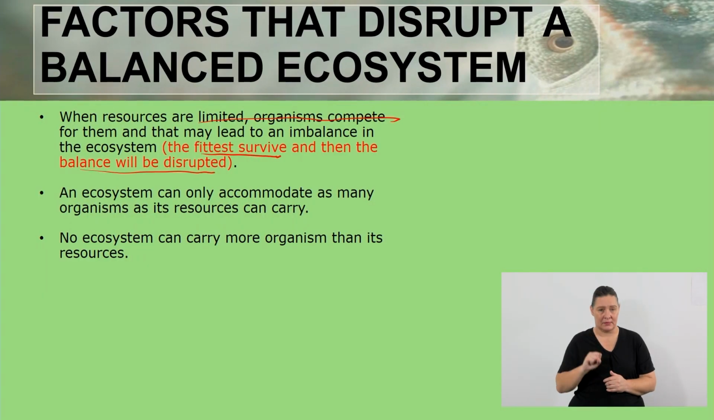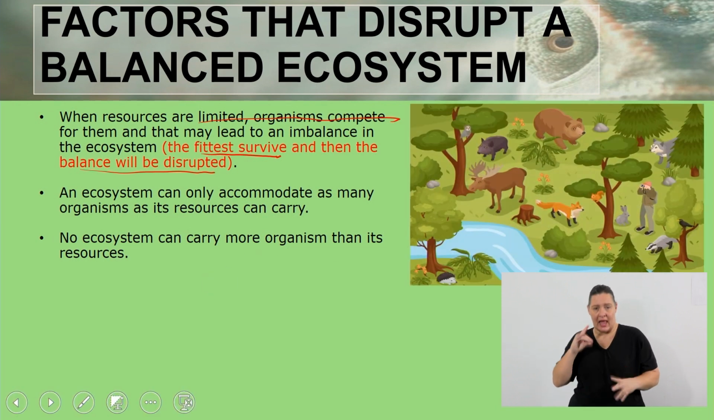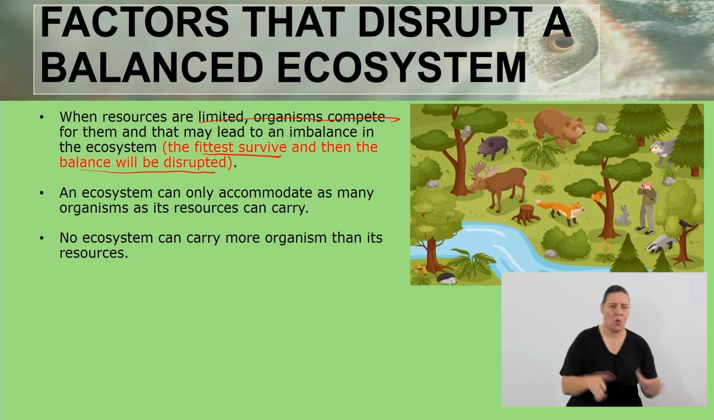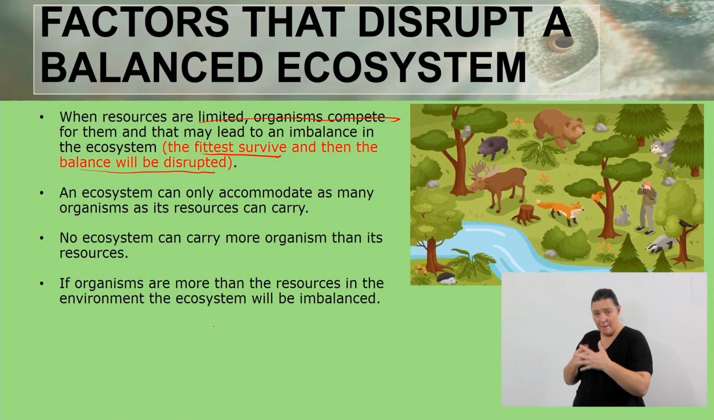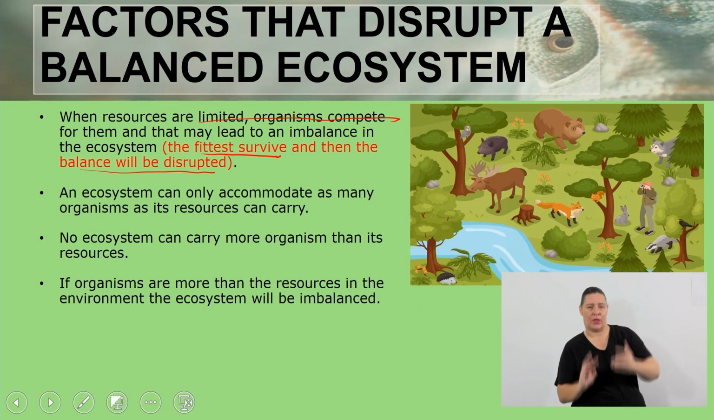An ecosystem can only accommodate as many organisms as its resources. We spoke about this in the previous slide. So no ecosystem can carry more organisms than its resources. As you can see in this picture, we have different organisms. We also have resources that are able to feed and give shelter to these organisms. So this ecosystem has the capacity to carry enough organisms that will be fed and sheltered by the resources in that ecosystem. If organisms are more than the resources in the environment, then the ecosystem will be imbalanced.